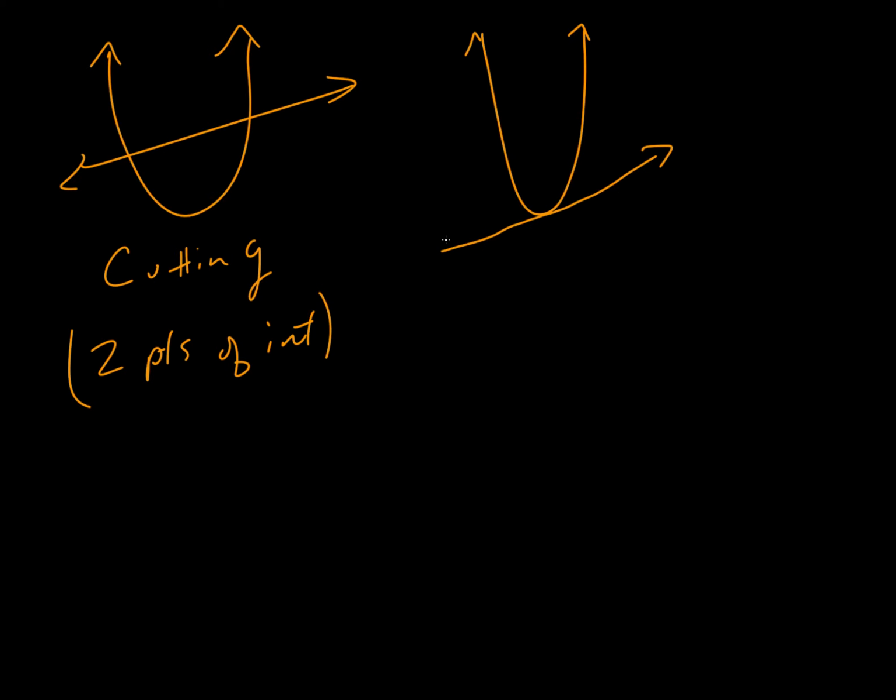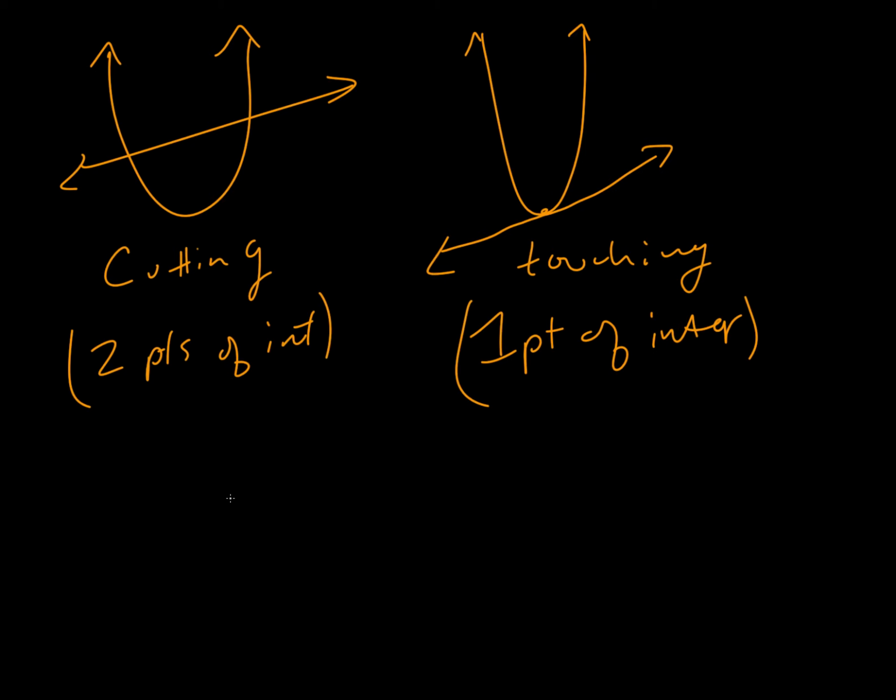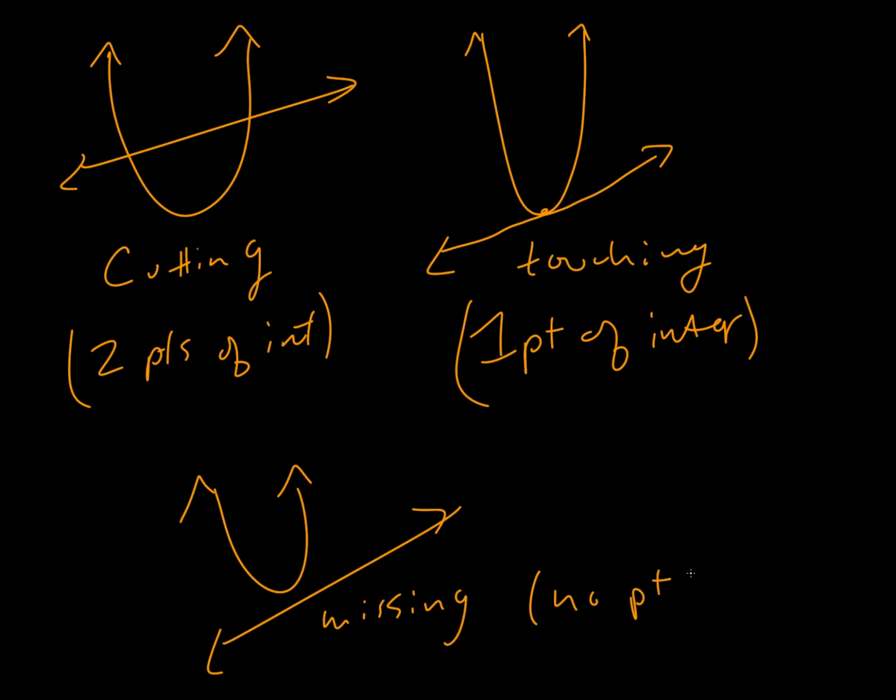We have this, which is called touching, which is 1 point of intersection. And then we also have this situation, which is called missing, or no points of intersection. Okay, so those are the three situations that we could have with a quadratic and a linear function.